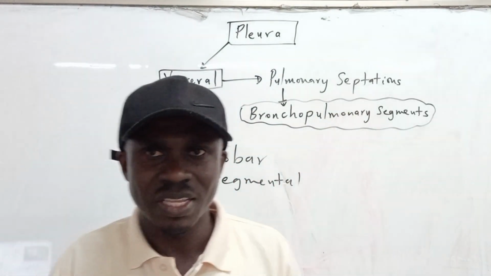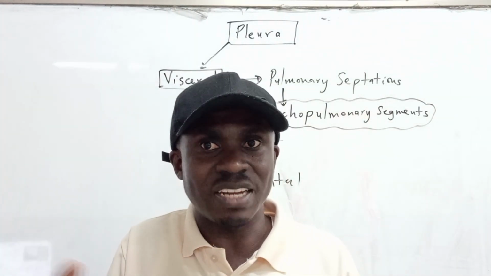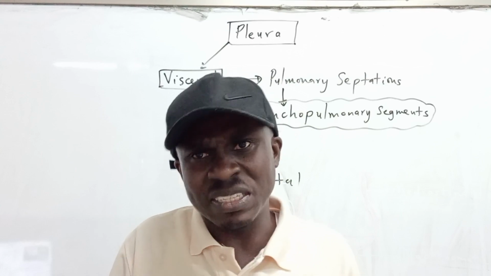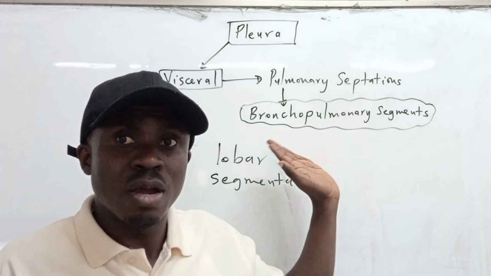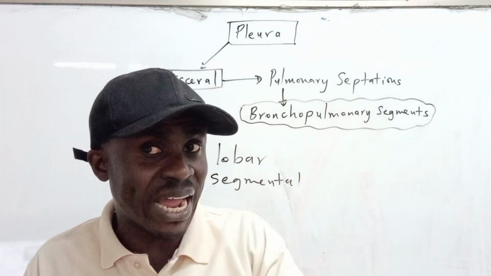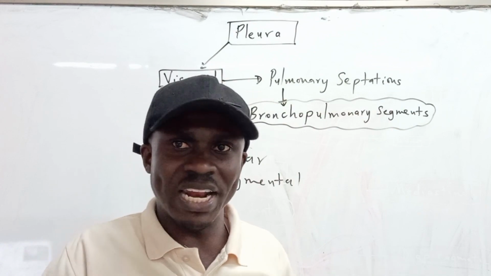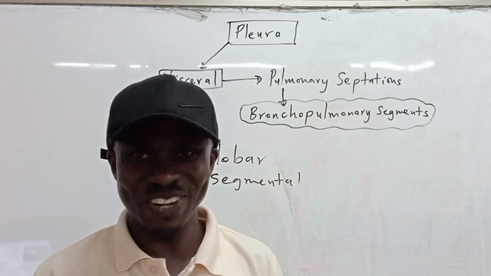Now let's think about it. The right lung is larger than the left, so you don't expect the same number of segmental bronchi, and for that matter bronchopulmonary segments, to be the same as that of the left. Why? Because the right is larger than the left.